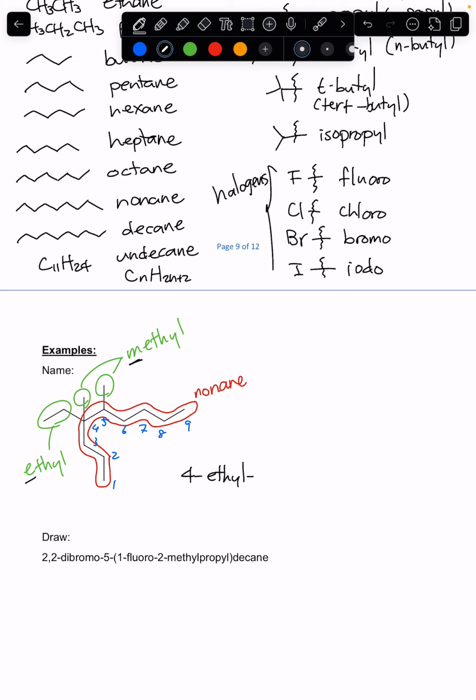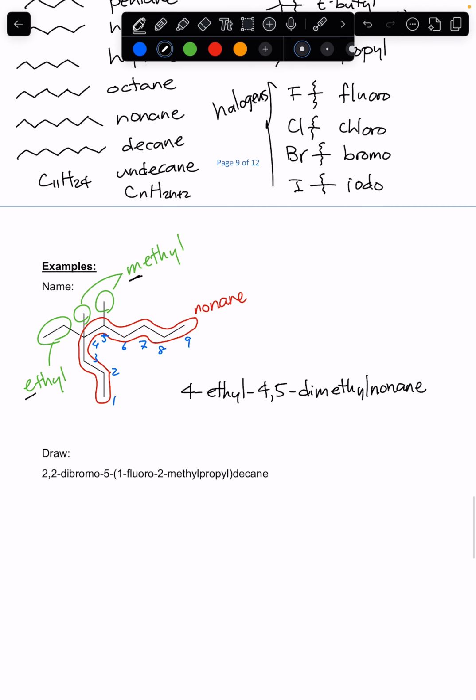Hope that makes sense. The ethyl group is at the carbon number 4 position, so 4-ethyl. And then there's dimethyl, but those 2 methyl groups are at carbon number 4 and carbon number 5. You have to indicate where the 2 methyl groups are, so it's 4,5-dimethyl nonane.